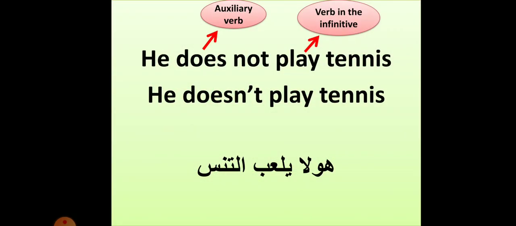He does not play tennis. He doesn't play tennis. Okay, did you see here? Do becomes does with he. Okay, it is conjugated. He does not play tennis. Does is the auxiliary verb and play is the main verb, or verb in the infinitive.